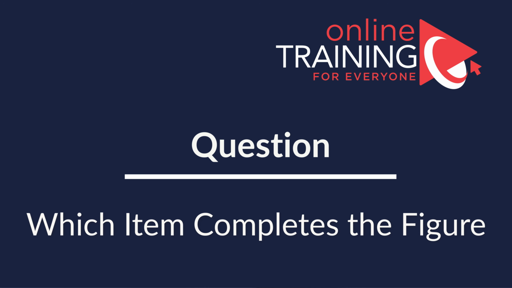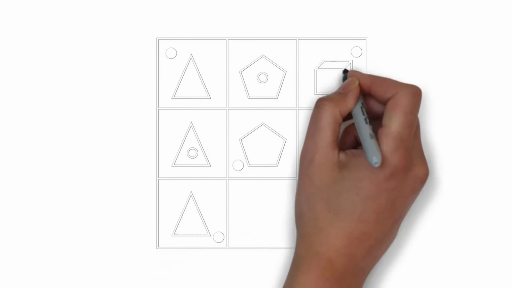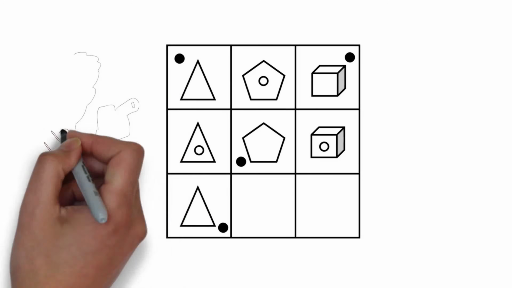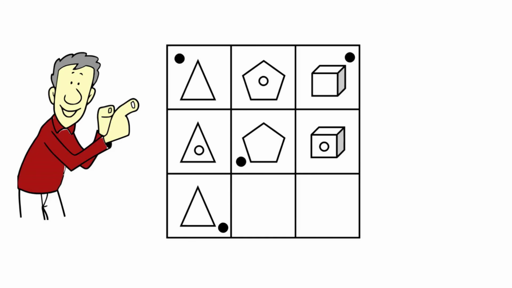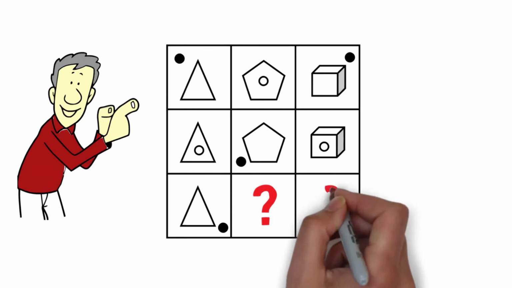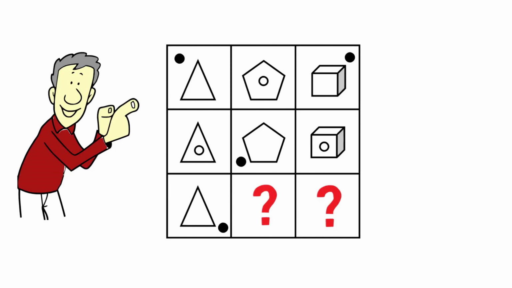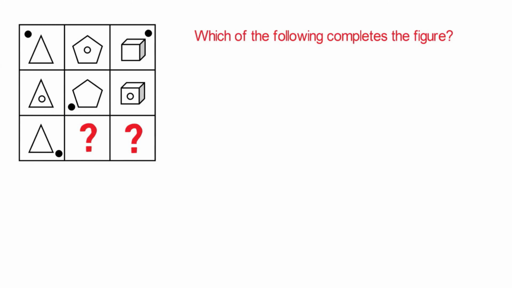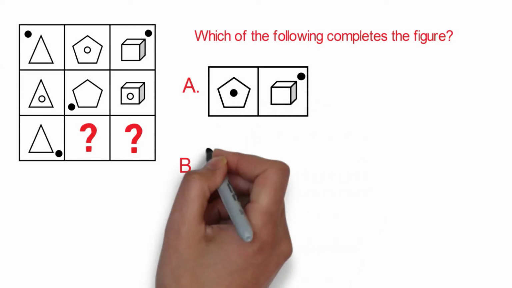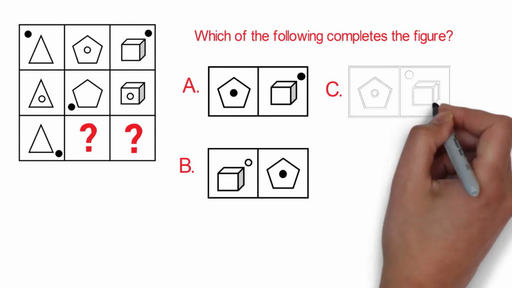There is a very high chance that you will see this type of question on the test. You're presented with a 3x3 matrix. This matrix contains different shapes inside. In our case, the matrix contains triangles, pentagons, and cubes. You have 2 spaces that are missing the shape, and you need to select from 4 possible choices: A, B, C, and D.